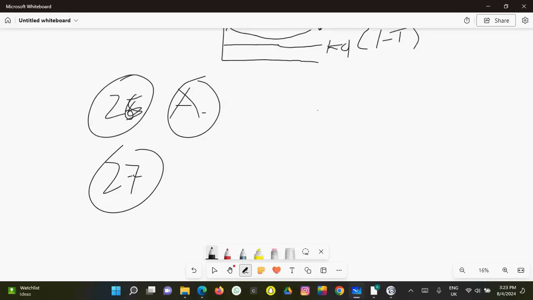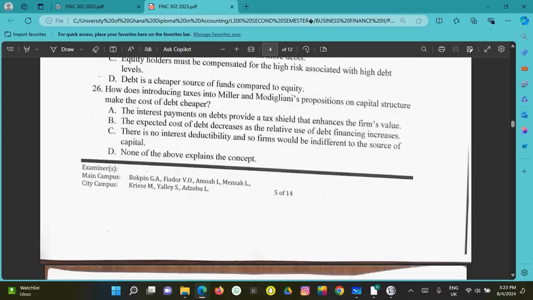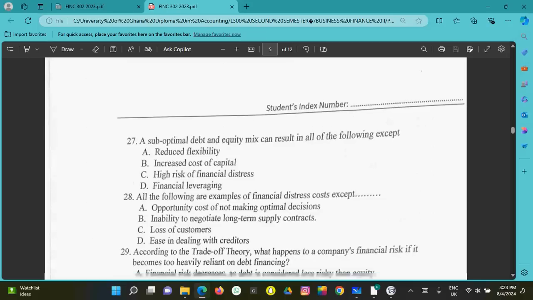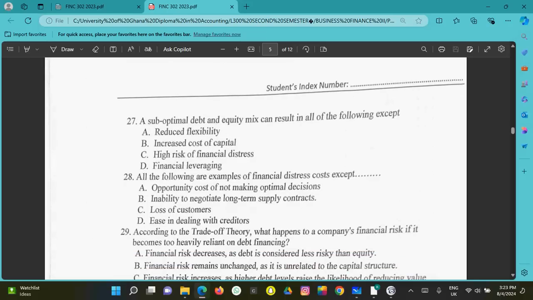Number 27: a suboptimal debt and equity mix can result in all the following, except. Number 27 is D, financial leveraging.